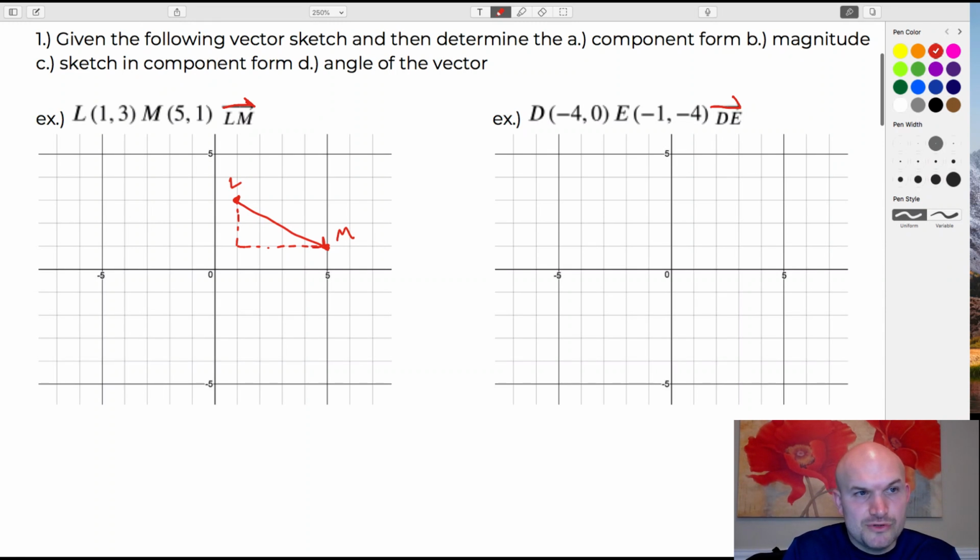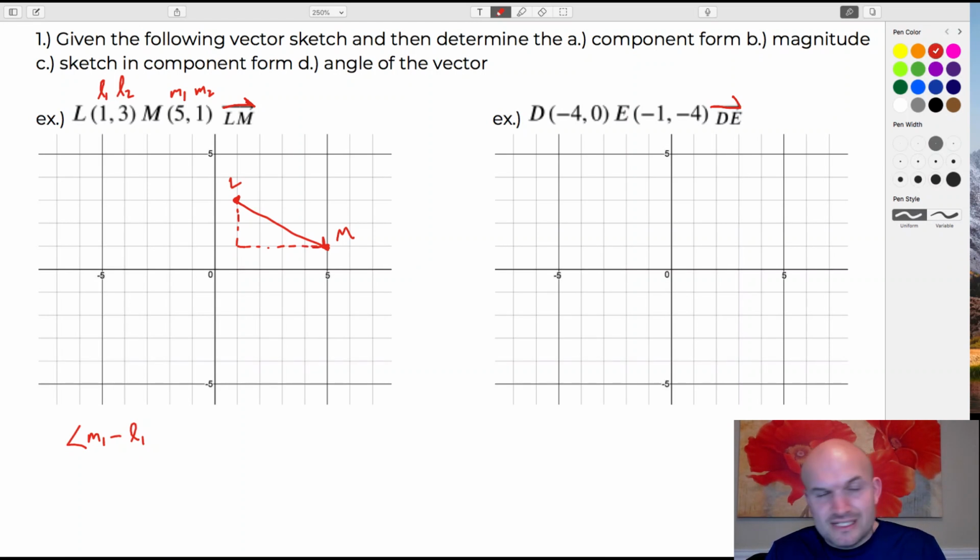So if we were to think of these as like two components, L1 and L2, and this as M1 and M2, the change horizontally of these coordinate points is basically just going to be M1 minus L1, right? And if you think of these like X's and Y's, the X of the second point, 5 minus 1, is going to tell you how far you're changing horizontally. And then if we want to change the vertical, it's going to be M2 minus L2. So it's basically the y-coordinate of your terminal point minus the y-coordinate of your initial point. And that's basically going to give you your component form.